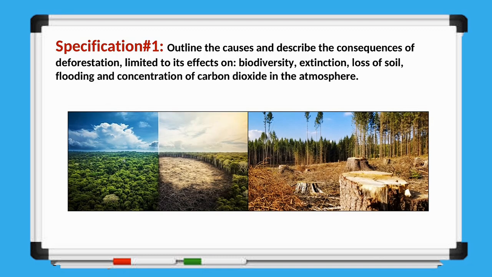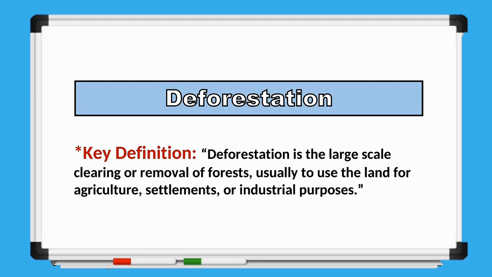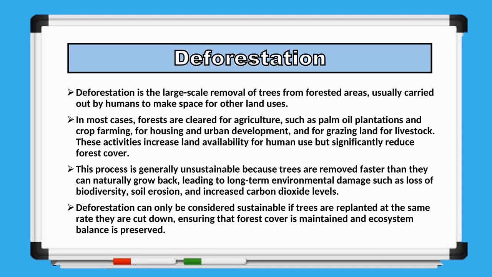Now, let's begin with specification number 1, which asks us to outline the causes and describe the consequences of deforestation, limited to its effects on biodiversity, extinction, loss of soil, flooding, and the concentration of carbon dioxide in the atmosphere. To begin, let's first understand what deforestation means. Deforestation is the large-scale clearing or removal of forests, usually by humans, to make land available for other purposes. In simple terms, it is the cutting down of large numbers of trees over a wide area.